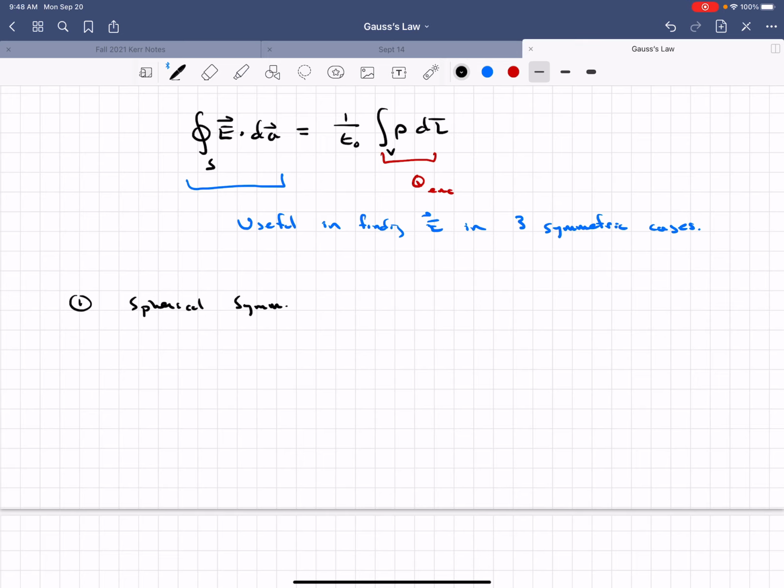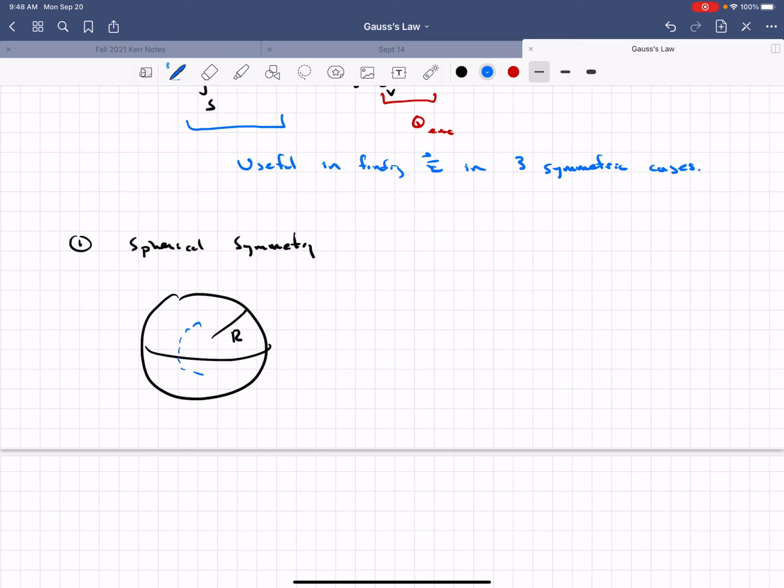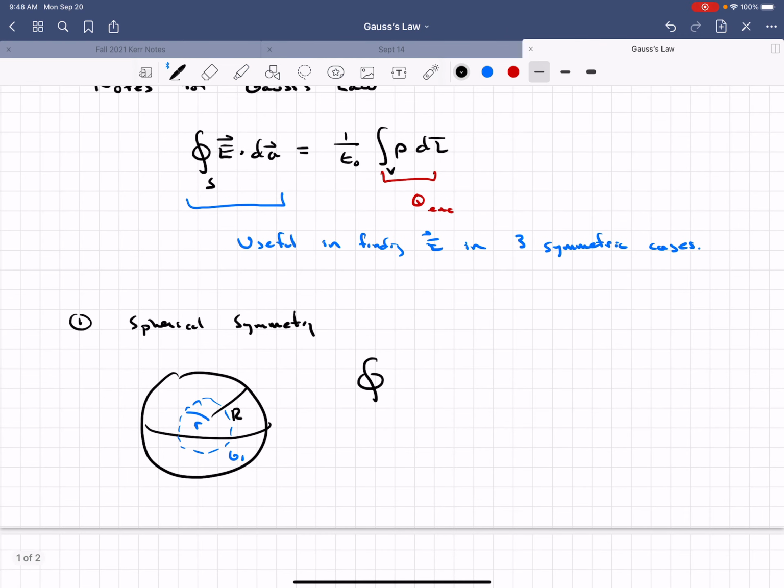And in spherical symmetry, we have some sort of sphere that has charge, say, inside of it somehow. The sphere might be of some radius r. We might be interested in finding the electric field at some Gaussian surface G1, say here. And so the first thing I'm going to do is talk through what happens on the left-hand side, in each of the cases.